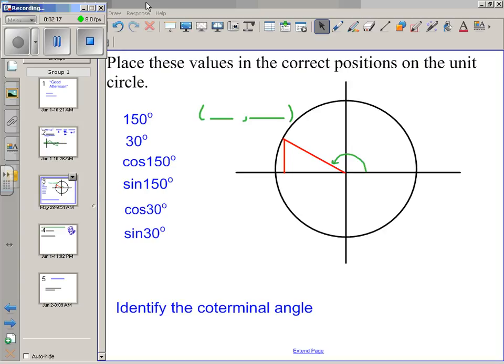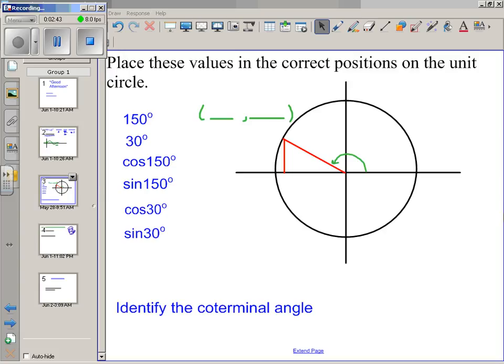This next slide, what I want you to do is figure out with your partner, draw this unit circle in your notes, and put in that angle there with the 2 points, the coordinates that we need to figure out. And what I want you to do is fill in where 150 would go, where 30 degrees would go, where cosine and sine of 150 would go, and then cosine of 30 and sine of 30. So pause the video, draw this picture, and fill in your values.